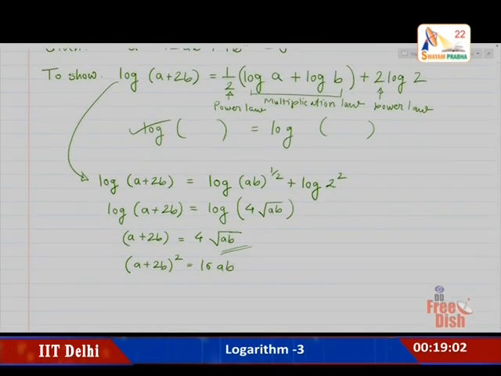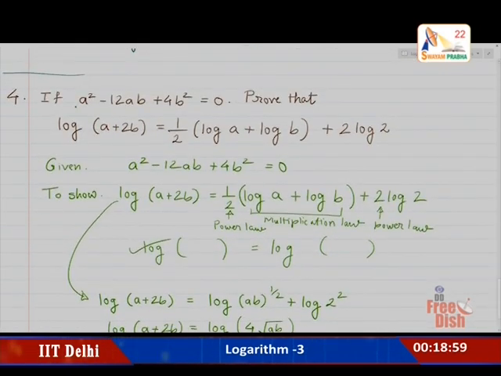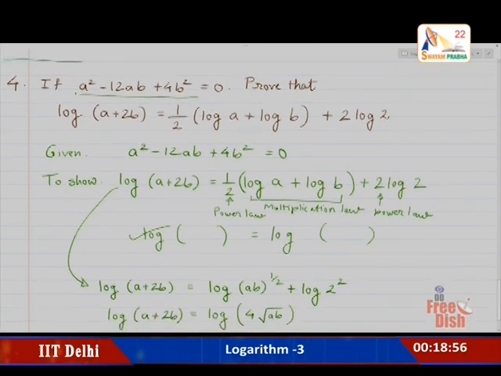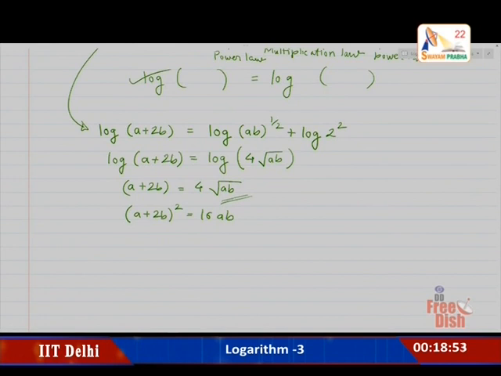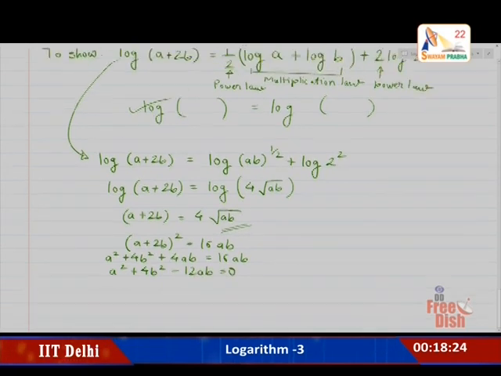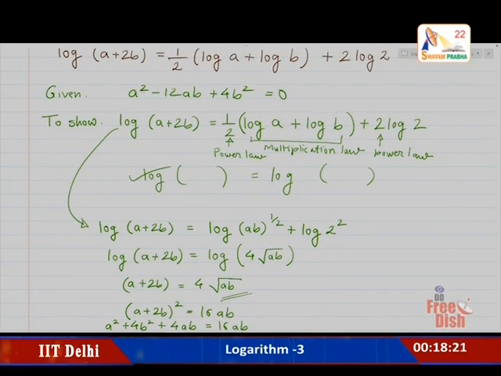Am I inching closer to my desired expression? My desired expression is this. So, am I going closer to it? Yes, I am. Right. So, the next step will be just to expand this, it will be a square plus 4b square plus 2a into 2b, which is 4ab, is equal to 16ab. Then I got the expression. So, it is a square plus 4b square, and take this 16ab on the other side, minus 12ab is equal to 0. Yes. So, I have proved what is required to be proved.